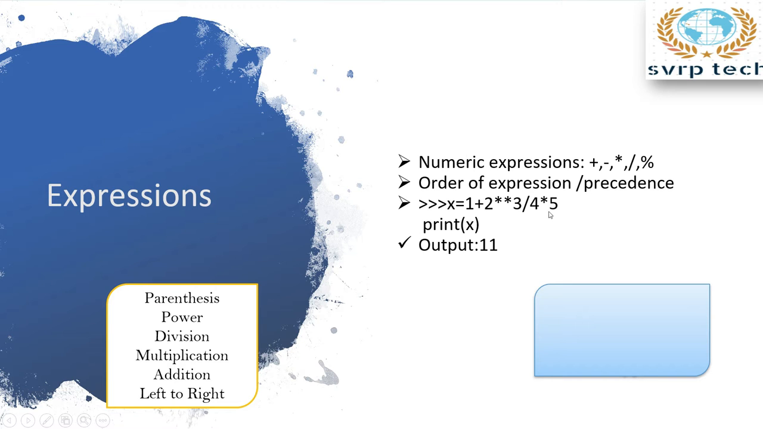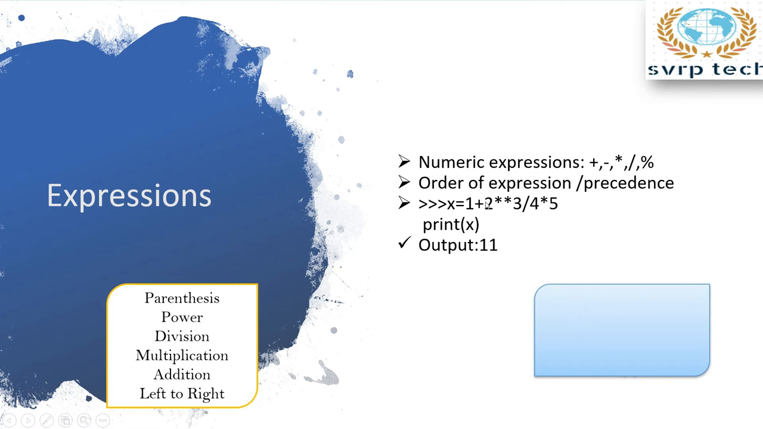Here this expression is going to execute based on this table. If parentheses are there, they are executed first, then power, then division, then multiplication, then addition. After that, it is evaluated from left to right. Now let's see here.